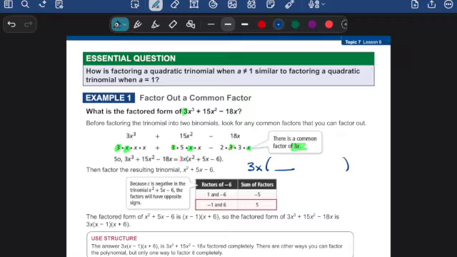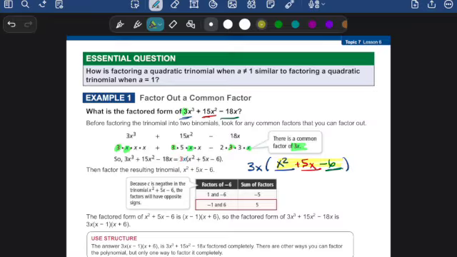3x times what gives me 3x cubed? Well, I need 2 more x's. 3x times what gives me 15x squared? Well, 3 times positive 5 gives me 15. I have 1x. I need 1 more x. 3x times what gives me negative 18x? So 3 times negative 6 will give me negative 18, and I already have my x. So then we have this trinomial inside our parentheses.